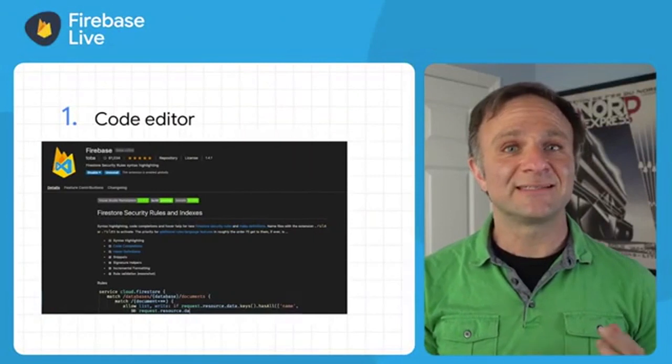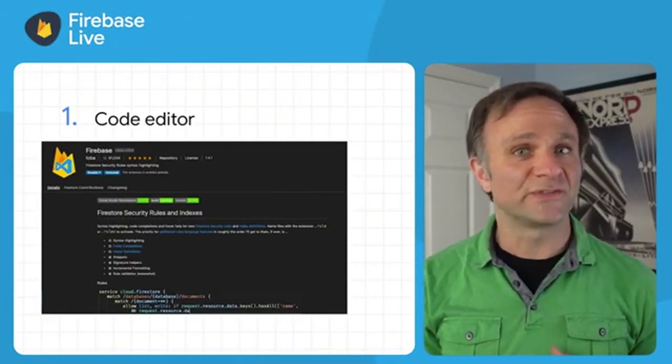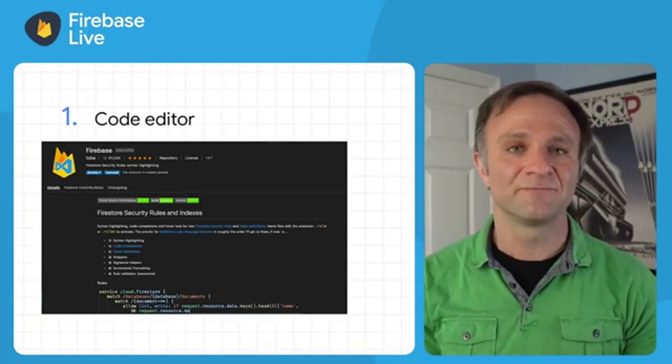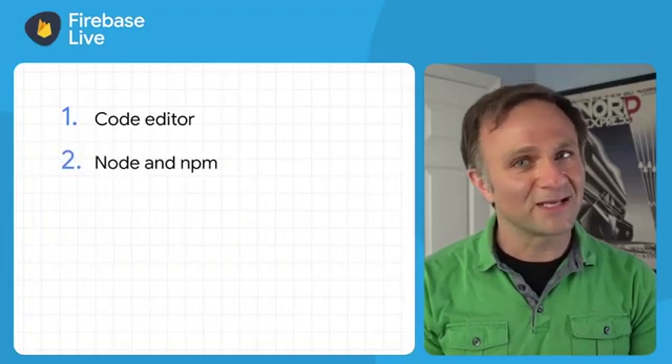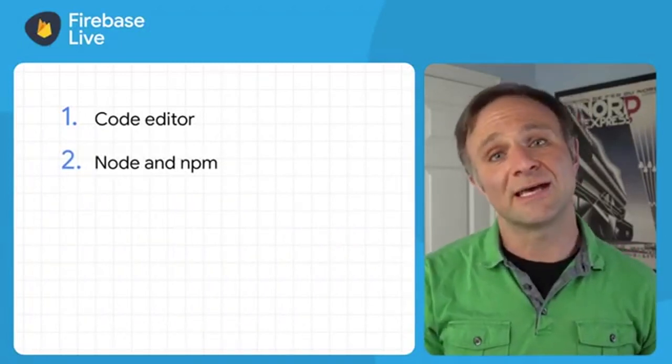Now, if you want to follow along with what I'm doing in this video, here's what you're going to need. First, a halfway decent text editor or IDE. I'm using VS Code with the Firebase rules syntax highlighting extension enabled, so I get some nice highlighting and code completions. Next, Node and the Node package manager, which you can get from nodejs.org. You'll need this for running your unit tests.